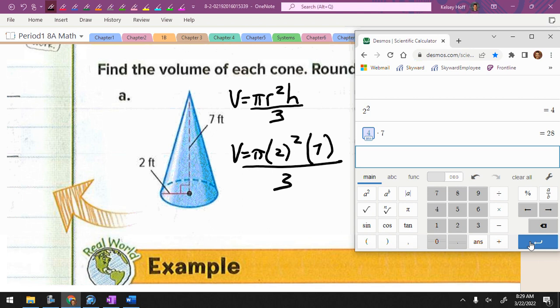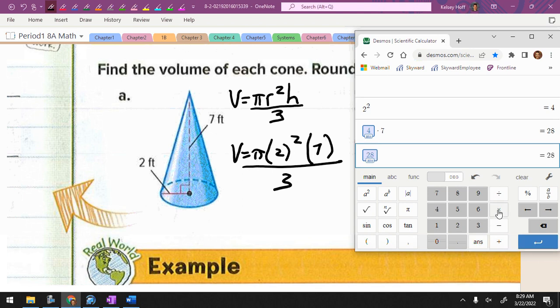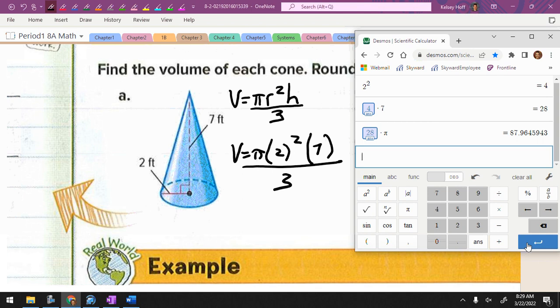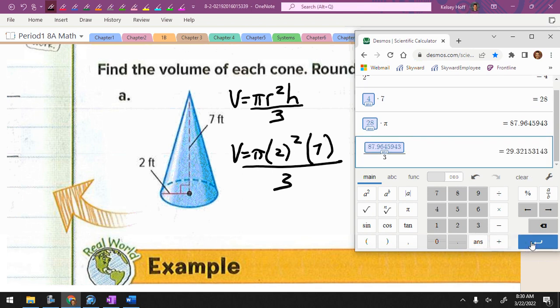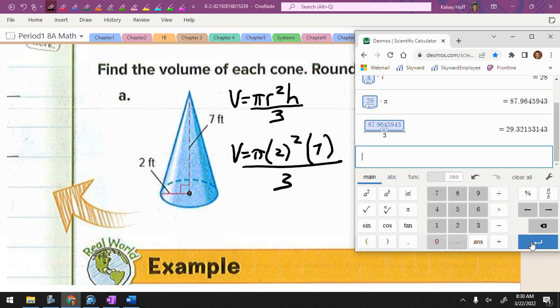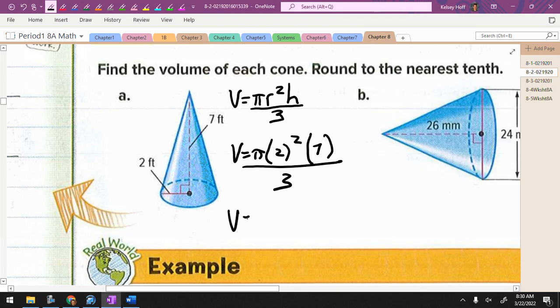Right there. Because then you can pull that 4 above you. And then go times 7. Enter. Now what do I do? ANS times by pi. Enter. Okay, then don't forget ANS, right? ANS divided by 3. Enter. 29.3. Does a 3 need to become a 4? No. Very good. V equals 29.3. What's my label? Feet cubed.